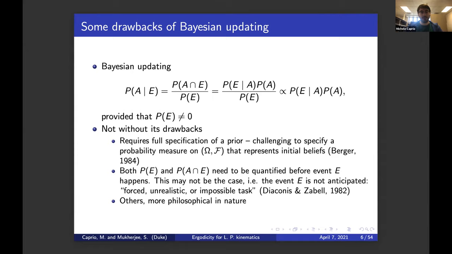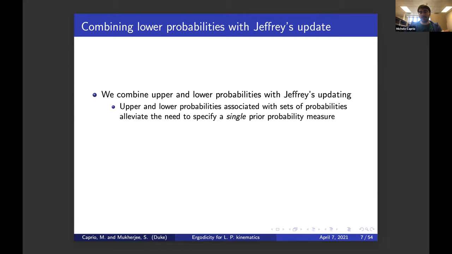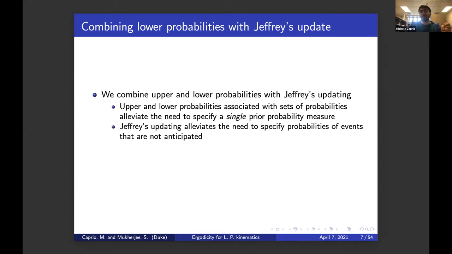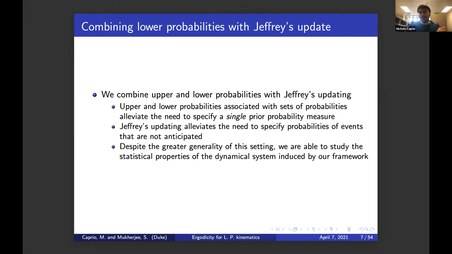As I told you at the beginning, we combine upper and lower probabilities with Jeffrey's updating. Upper and lower probabilities associated with sets of probabilities alleviate the need to specify a single prior, and Jeffrey's updating alleviates the need to specify probabilities of events that are not anticipated. And also, as you may imagine, despite the greater generality of this setting, we are still able to study the properties of the dynamical system induced by our framework.